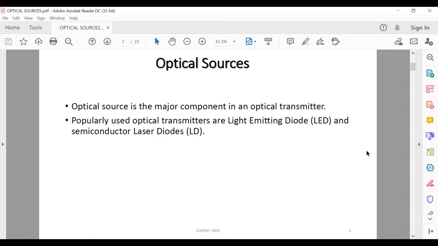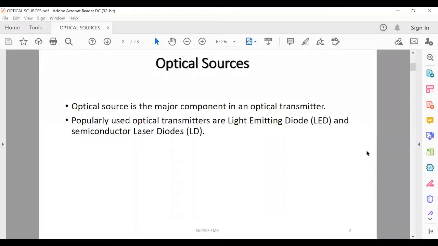So the optical source is the major component in the optical transmitter circuit, and this optical transmitter converts the electrical input signal into the corresponding optical signal. Popularly used optical transmitters are LEDs or laser diodes (LD), semiconductor laser diodes.